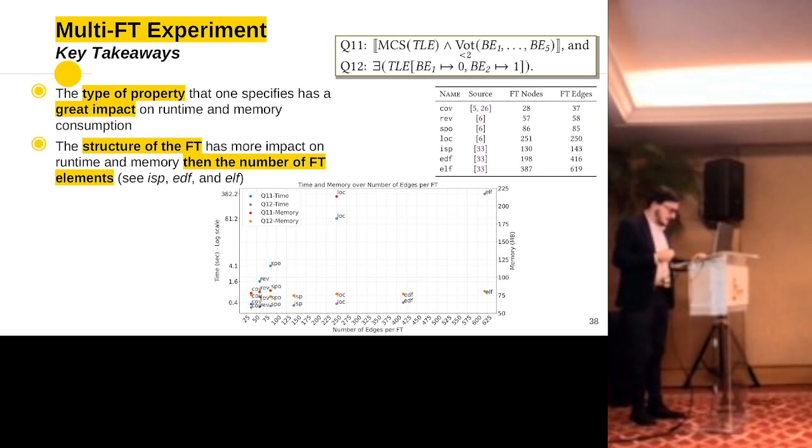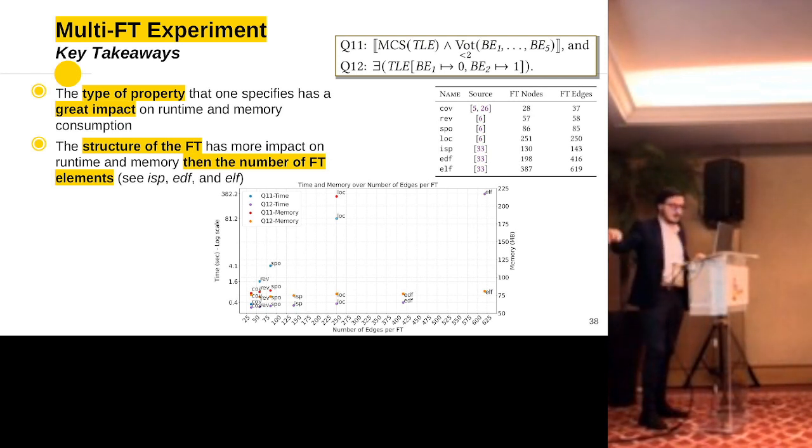You see that for the time of Q11 and the memory of Q11, which are the blue and the red points, those values tell a completely different story than Q12. Q12 is admittedly simpler because you're just asking for one satisfying assignment, of course. And the second finding is that the structure of the fault tree, more than anything, has more impact on the runtime and memory than the number of fault tree elements.